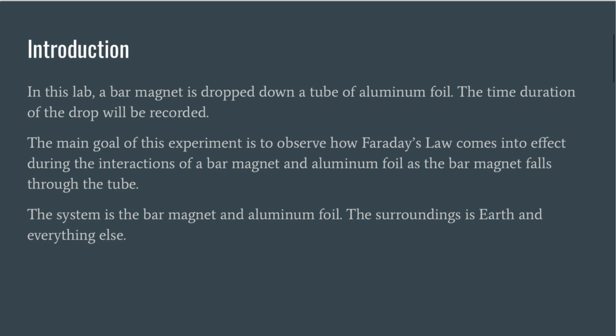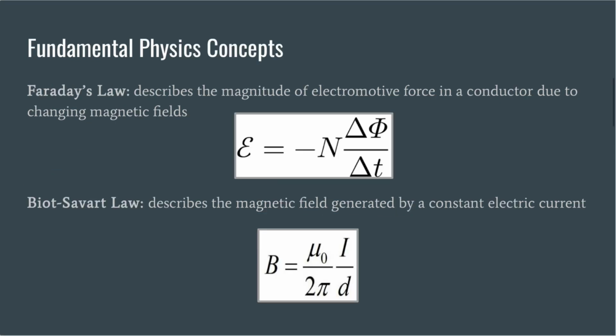The system will be the bar magnet and the aluminum foil tube, and the surroundings is Earth and anything else that's around it. Two fundamental physics concepts that are important to understand the lab are Faraday's law and the Biot-Savart law. Faraday's law describes the magnitude of the electromotive force in a conductor due to changing magnetic fields, and it's described with that equation right below it.